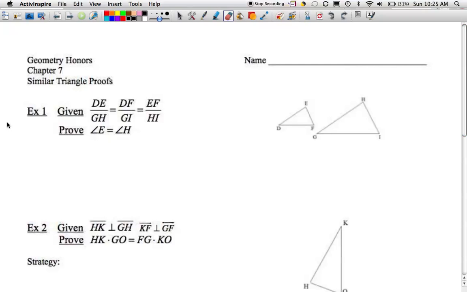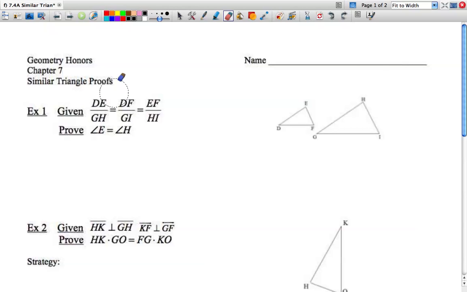We're going to use our new definitions of triangle similarity in proofs today. First proof: given DE is to GH, DF is to GI, and EF is to HI, prove that angle E is congruent to angle H.